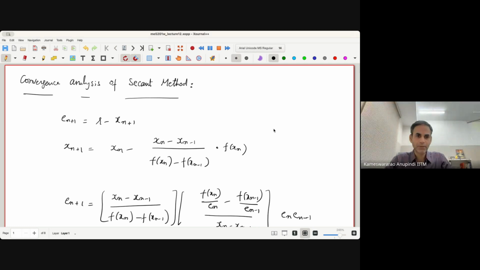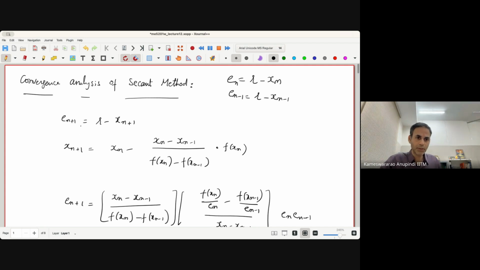So yesterday we were looking at the convergence analysis of the secant method, right? We were halfway through; we didn't finish it quite yet. So we defined E_{n+1}, that is the error at the (n+1)th iteration, as r minus x_{n+1}. In general, we define error to be equal to the root minus the solution that is obtained. So E_n equals r minus x_n. Similarly, E_{n-1} would be r minus x_{n-1} and so on.